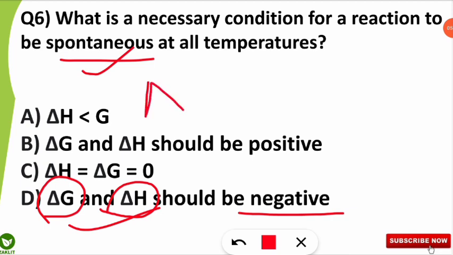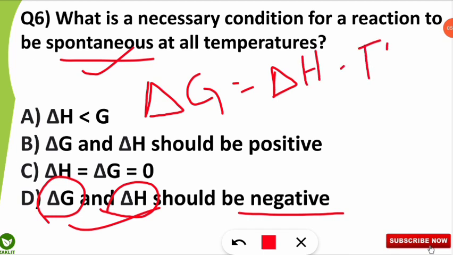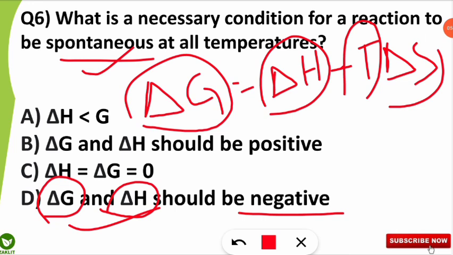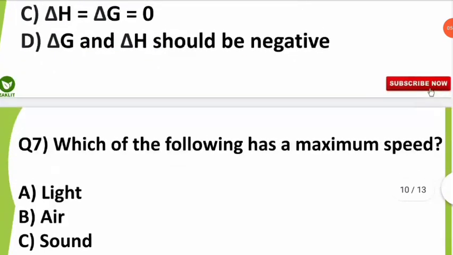And you should also know this formula, that is del G is equal to del H minus T del S, where del G is the change in the Gibbs free energy, del H is the change in the enthalpy, T is the temperature, and delta S is the entropy change. Let's move to the seventh question.